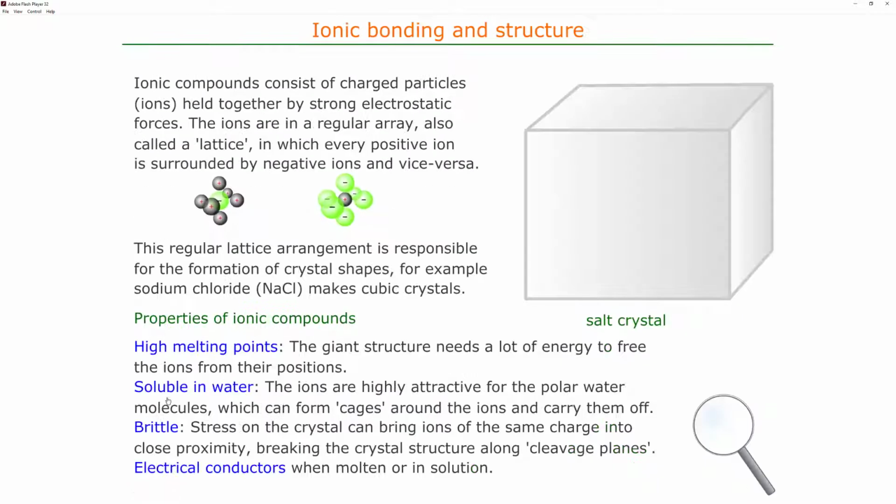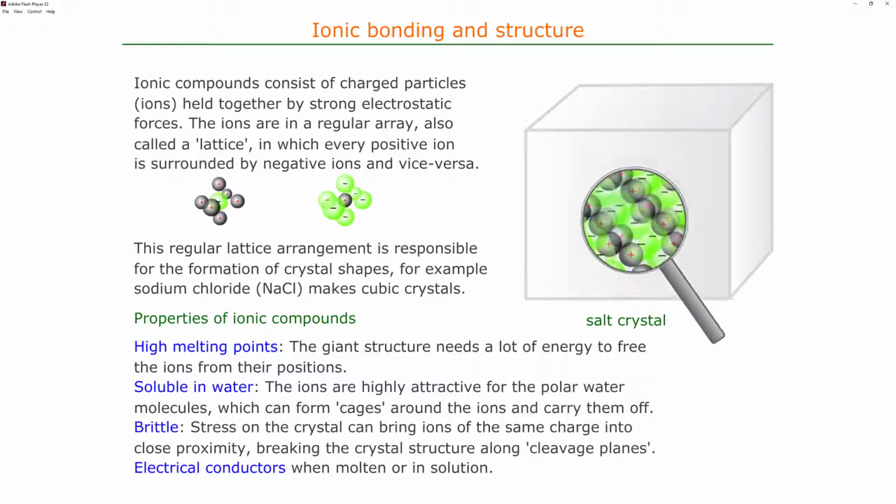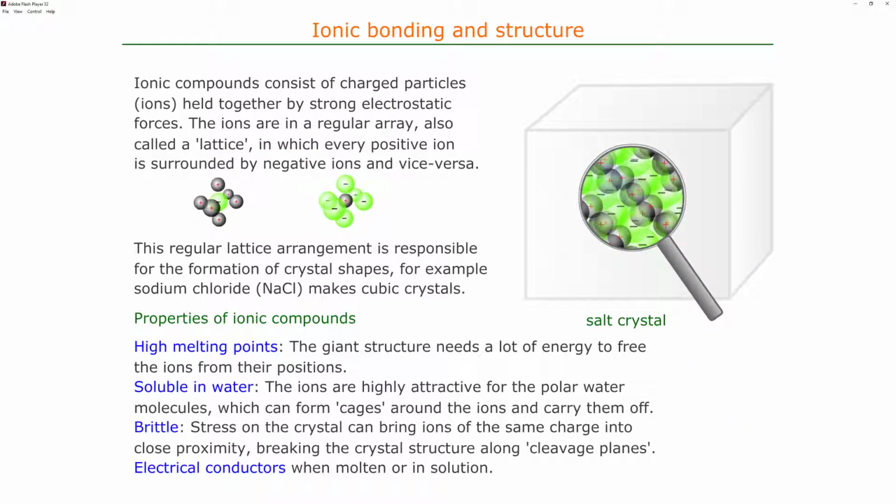So let's go back to the original picture, the original proposal, if you like, that our ionic crystal is a regular giant array of oppositely charged ions arranged in a lattice or network with many, many strong forces of attraction. And this is what produces the macroscopic properties that we measure in the big wide world.